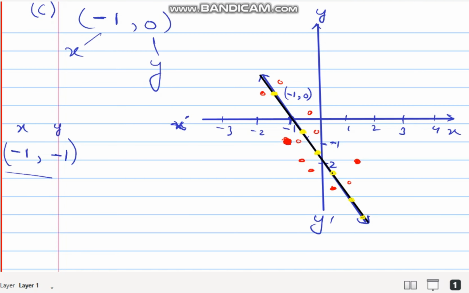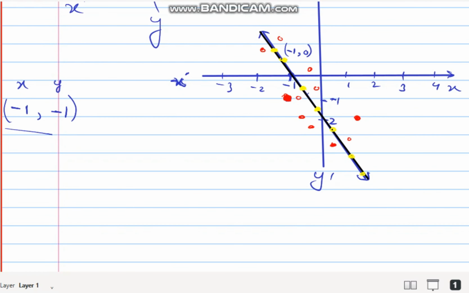So let me also write here for your clarification. Yes, I understand, teacher. Let me make it clear with the color pen. So this is the point. All the red points do not lie on the line.